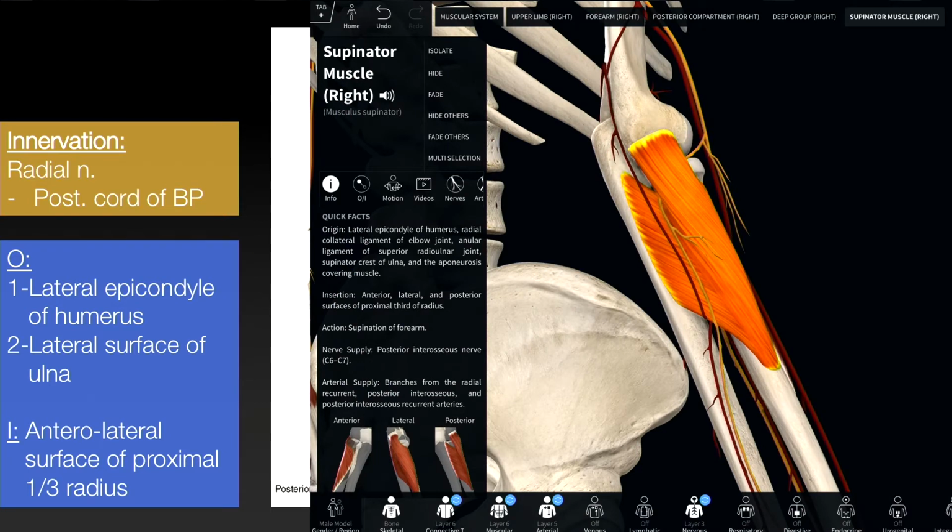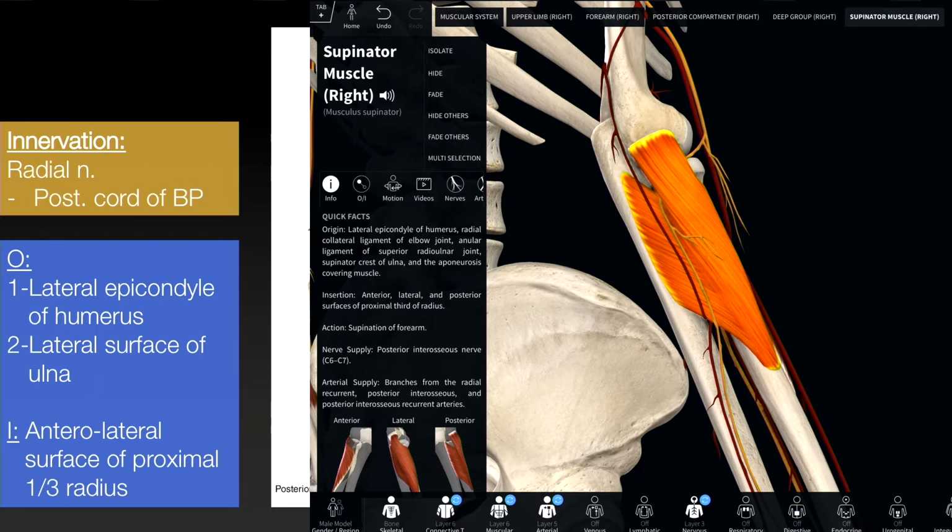This is the right arm. You can see the ulna clearly. The olecranon is obvious. You can see the lateral epicondyle. That's the direction that we're looking. We're looking from the outside towards the midline. Two origins. The epicondyle here. And this is the lateral surface of the ulna.